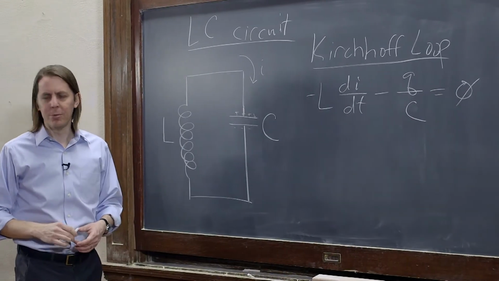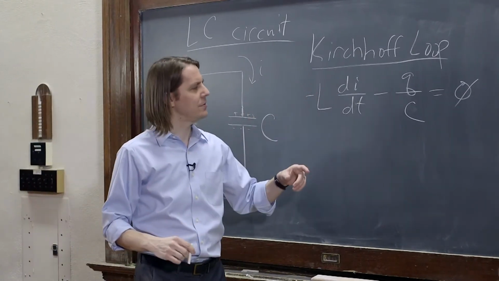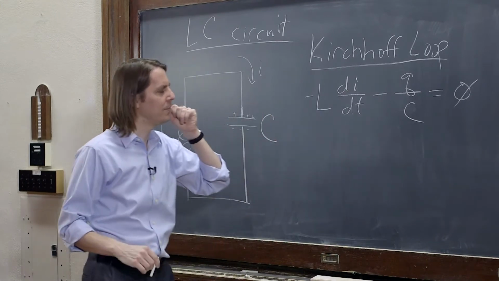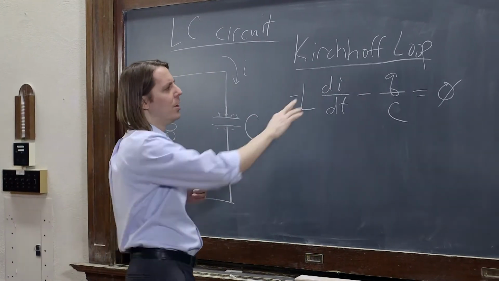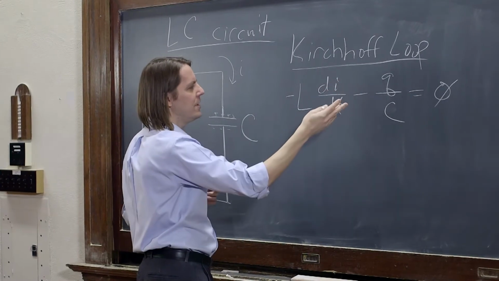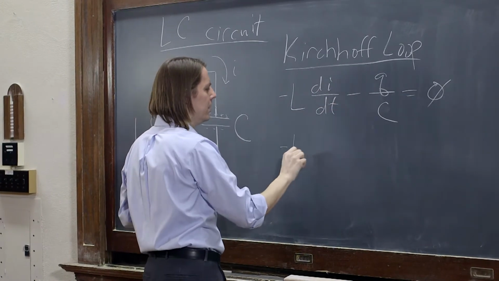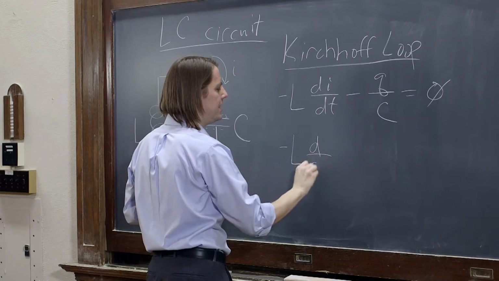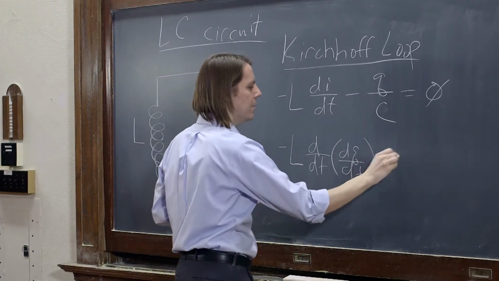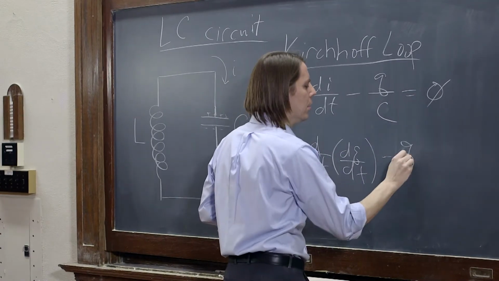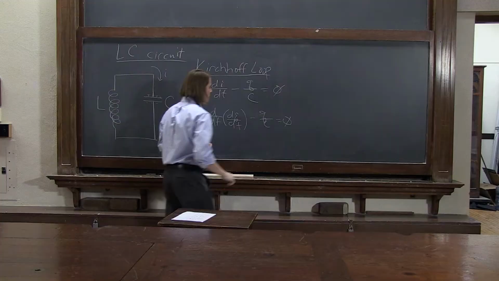So right off the bat, we're in trouble. We have current as a function of time. We have charge as a function of time. And the current is already in a derivative. What a mess. So we know the way to get from one to the other is current is dq dt. So I guess what we have to do is write minus L d/dt of dq/dt minus q over C equals 0.